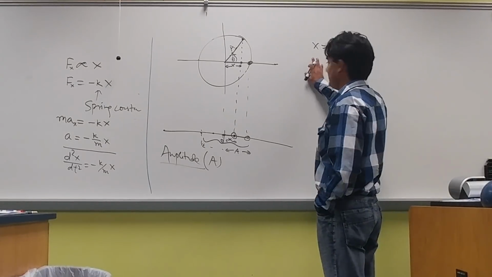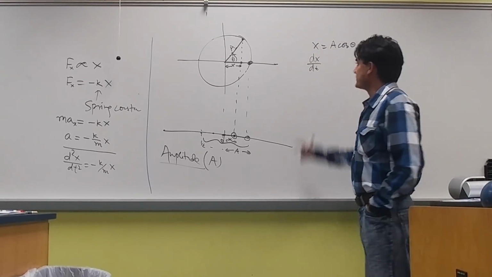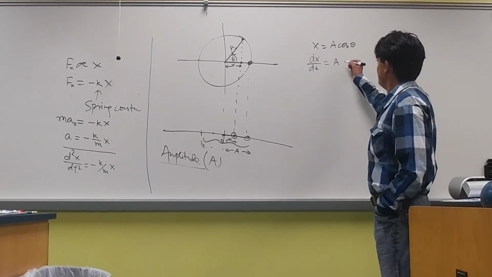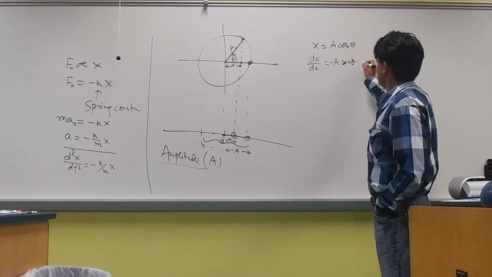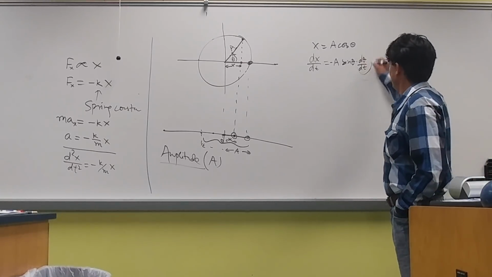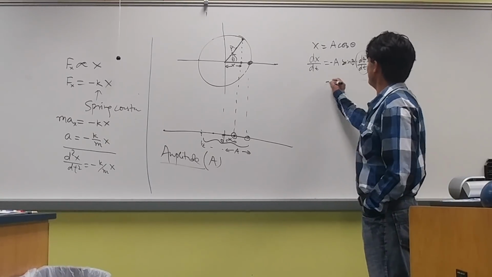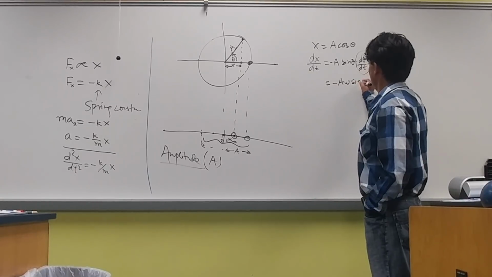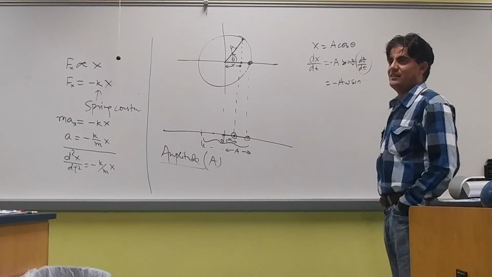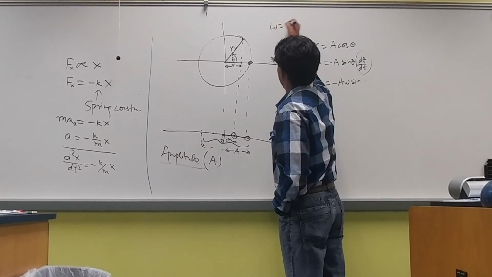If I want velocity, what do I do? You do the derivative. So if I do dx by dt, it's A times minus sine theta times d theta by dt. What is this? This is omega. So in other words, it is minus A omega sine theta. In case of theta, I can write omega times t, because my omega is theta over t.